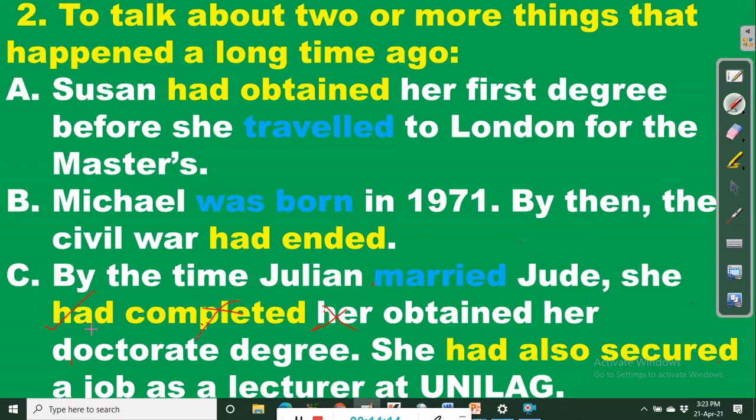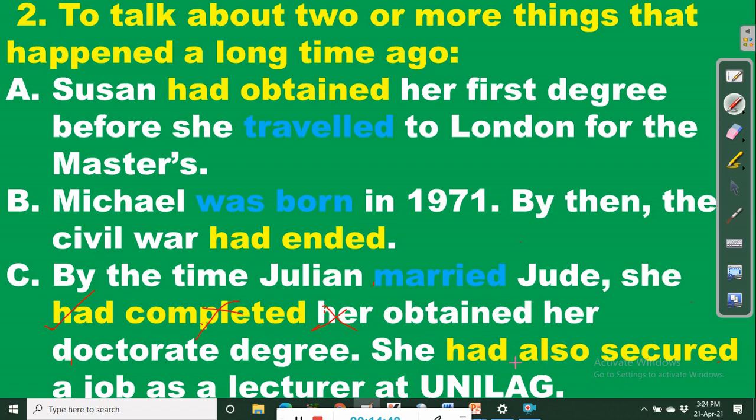Then we leave her. You know, by the time Julian married Jude, she had obtained her doctorate degree. You know, marrying Jude happened in the past. Obtaining her doctorate degree also happened in the past. But obtaining her doctorate degree rather came first. All right. Another thing that happened before her marriage was securing a job as a lecturer at UNILAG.